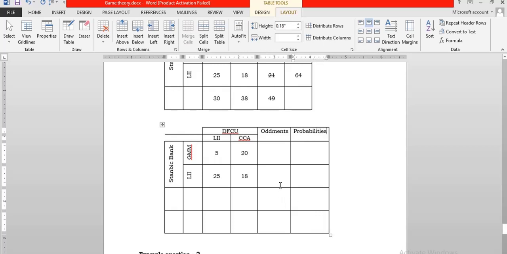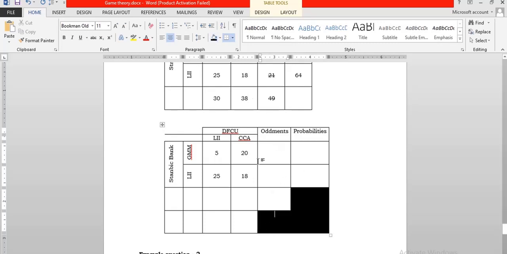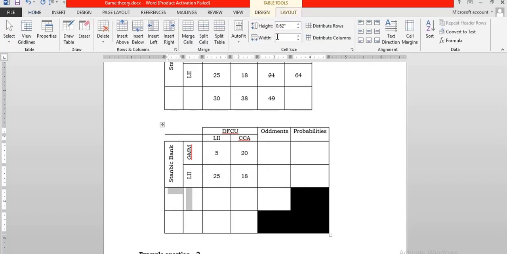Again, we shall have this one as black. The same applies to this one as black, and this one as black. Okay, so we just need the remaining part. So again, here we shall have to do the oddments as I told you earlier. I'm going to do this match.